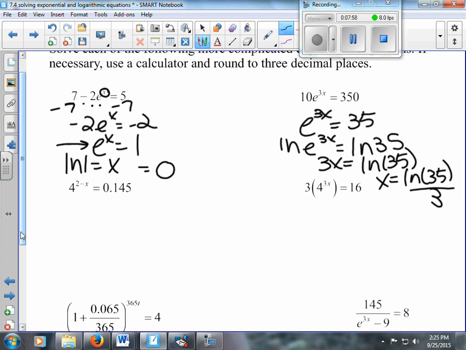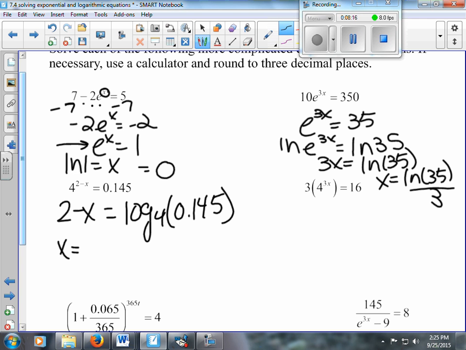On this next one, I'm going to take the log base 4 of both sides, or convert to logarithmic form. You can think about it that way. And then subtract 2 and divide by negative 1. So that's going to give me x equals 2 minus log base 4 of 0.145.